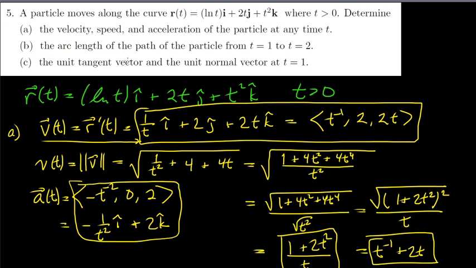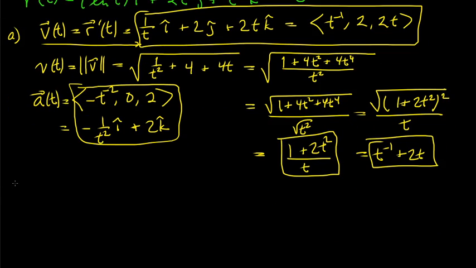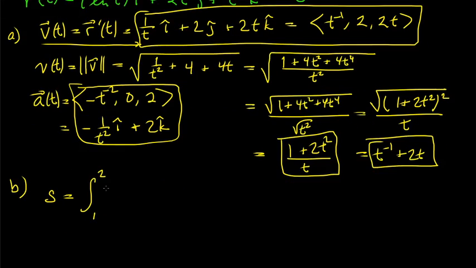Part B, we want the arc length of the path of the particle moving along this curve from t equals 1 to t equals 2. So the formula for arc length, if I remember, I'm going to use S for arc length. It's just the integral from a to b, in this case t equals 1 to t equals 2, of the magnitude of r prime.